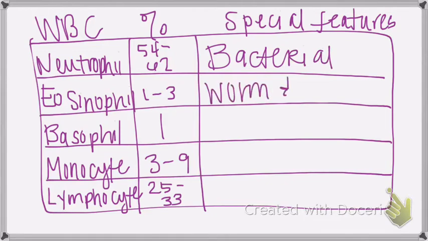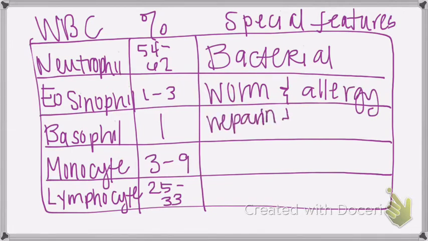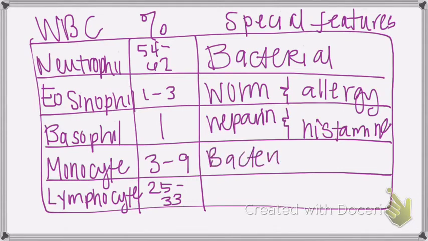Eosinophils, we said worm and allergies. So you want to make sure that you know this. There's a couple of questions on the test about these white blood cells. So make sure that you go over this and fill it out. This one has the heparin and histamine. Bacteria. Dead cells.